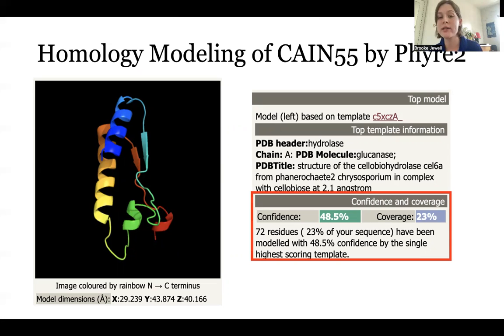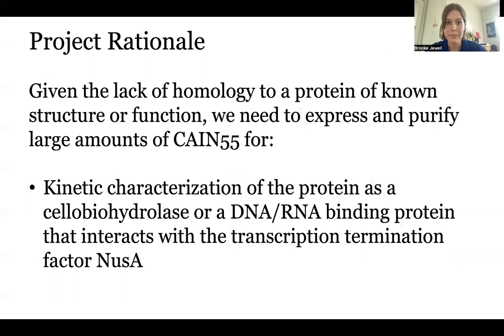Now we have a couple of reasons to believe that this is a false lead. First of all, the confidence score on here is 48.5%, and the coverage score is 23%. So these are pretty low scores. Also, bacteria do not synthesize cellulose, and acetylbiohydrolases are meant to break down cellulose. So realistically, we do not believe Cain-55 is an acetylbiohydrolase, and this is one of the main points of our hypothesis. So like I said, we want to possibly disprove that Cain-55 is an acetylbiohydrolase.